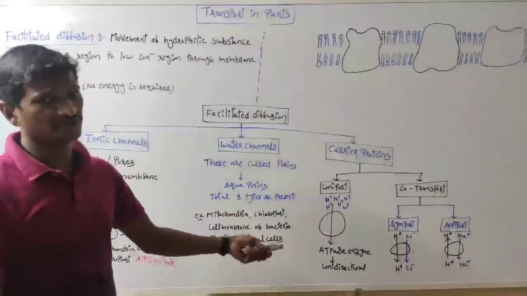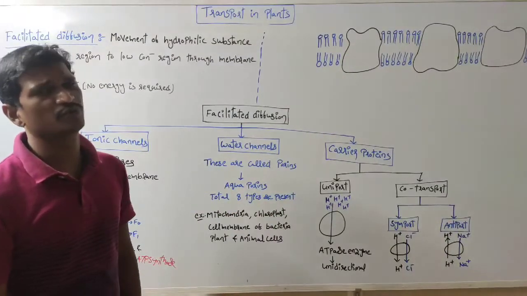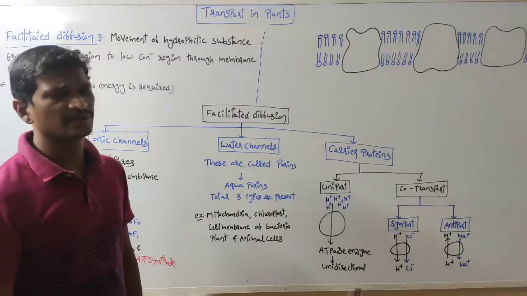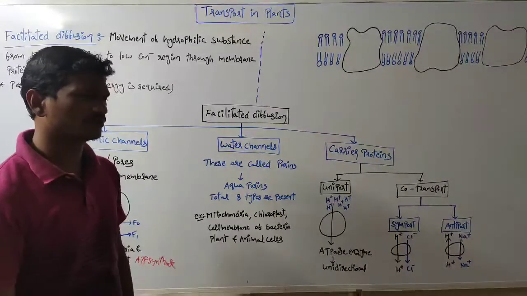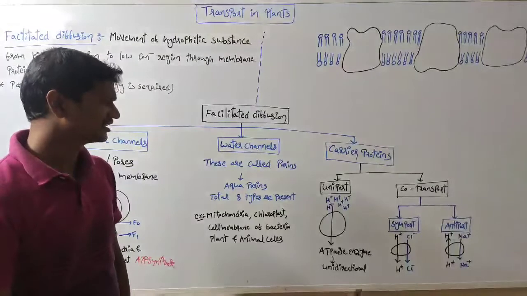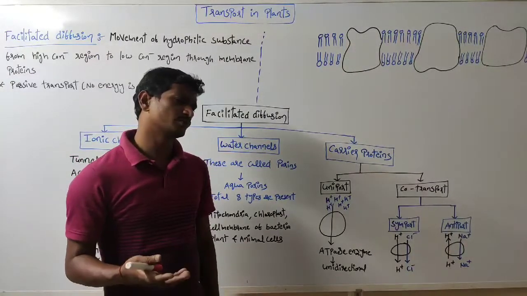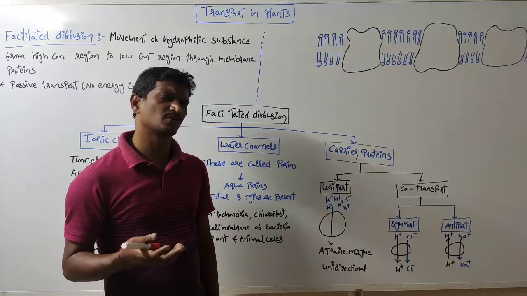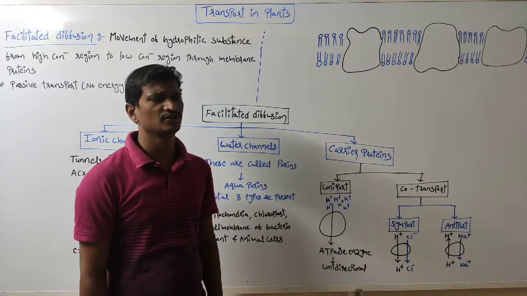Carrier proteins, we have no concept. There is a uniport mechanism. Uniport mechanism is where a single type of molecule is transported in a single direction. For suppose, some of the minerals are transported in one direction only.